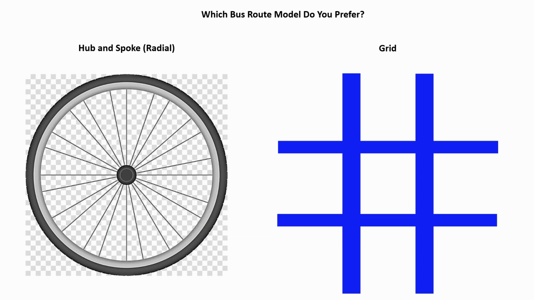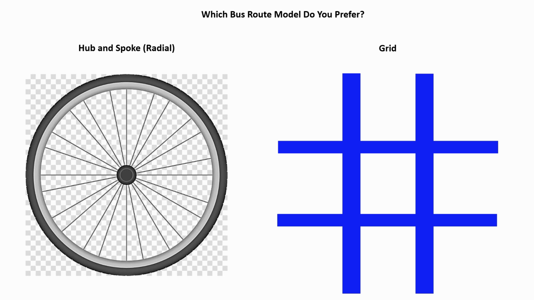But if you look, the general concepts are there: in the middle is the hub where all the buses would congregate, and then the routes radiate out to the outer edges of the city. And of course, there are variations on this theme. You can have more than one hub.